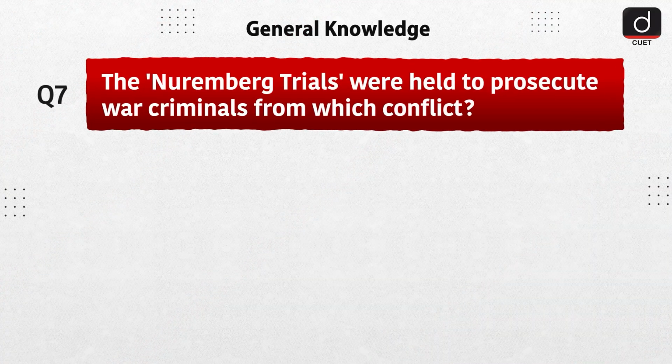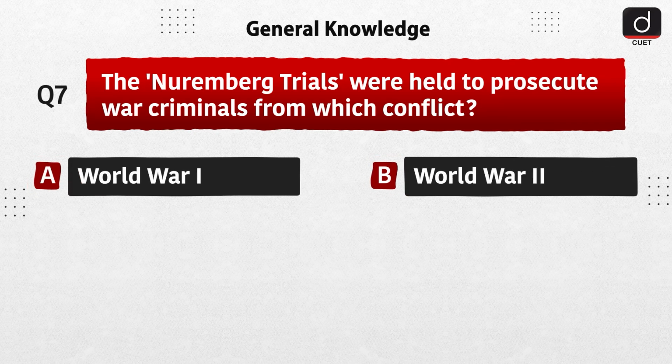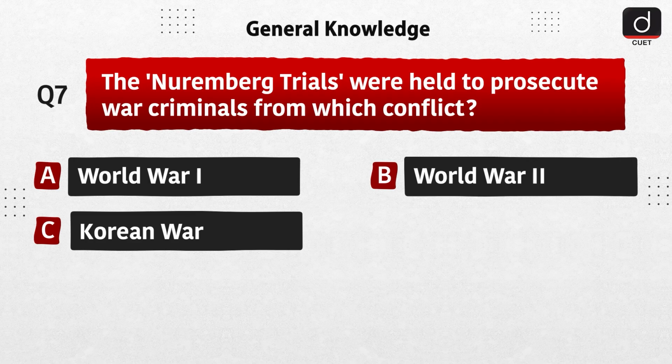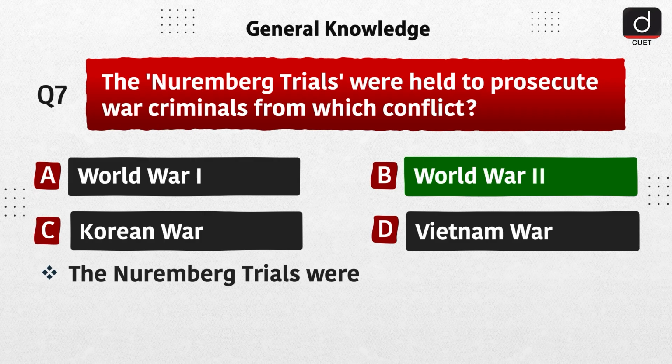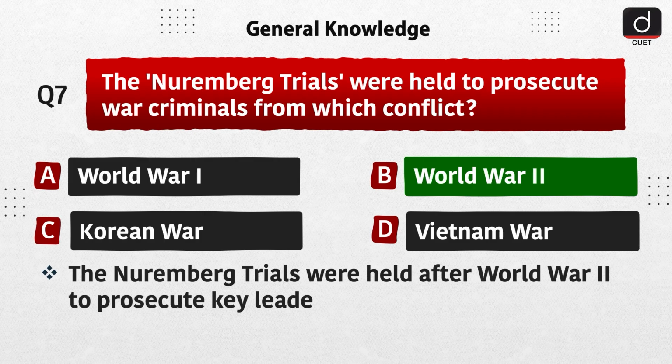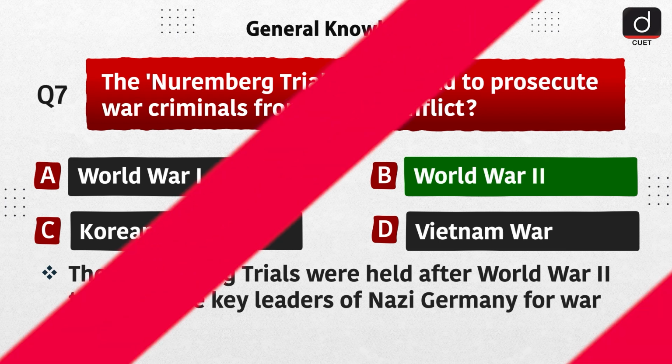Next question is, the Nuremberg Trials were held to prosecute war criminals from which conflict? Option A, World War I. Option B, World War II. Option C, Korean War. Option D, Vietnam War. The correct answer is option B, World War II. The Nuremberg trials were held after World War II to prosecute key leaders of Nazi Germany for war crimes.